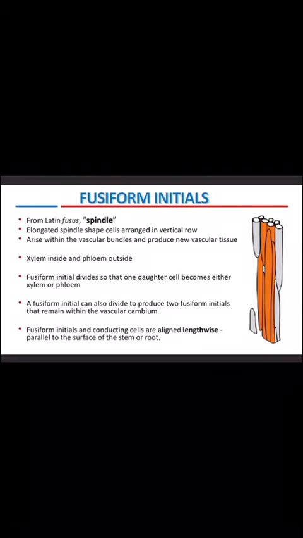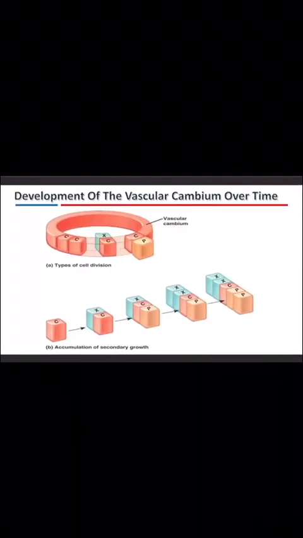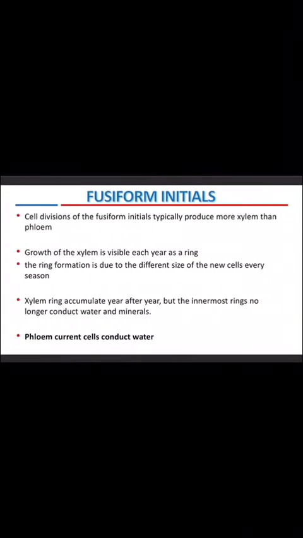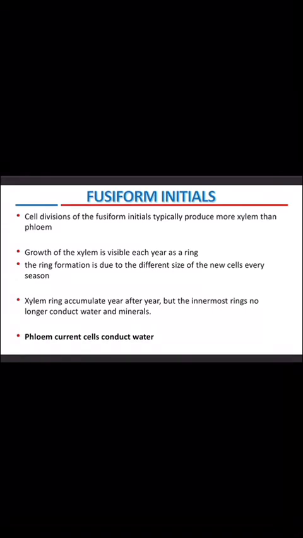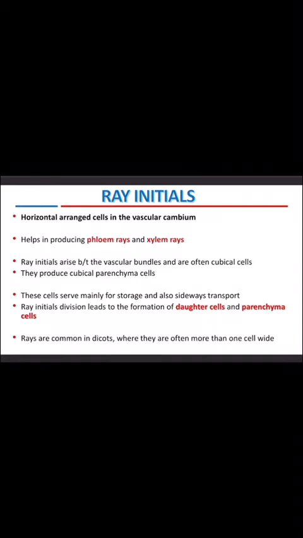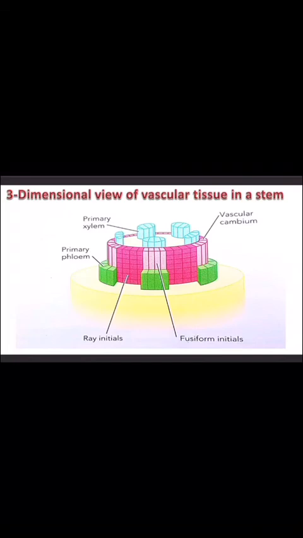And the fusiform initials will be like this. That is like a spindle it will be. And when these divide, one daughter cell becomes either xylem or phloem. These are responsible for conduction. And vascular cambium over time, look at that, how it is helping to grow further. And fusiform initials are also responsible for conduction of water. And ray initials, horizontally arranged cells in the vascular cambium, as I said in the beginning, help in producing phloem rays and xylem rays.